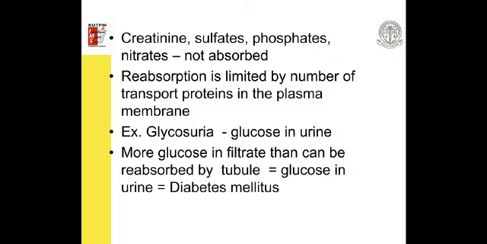Glucose appearing in the urine is called glucosuria. Glucose in the filtrate that can be reabsorbed by the tubule is equal to glucose in urine. If there is more glucose, it results in glycosuria, causing diabetes mellitus depending on the threshold.